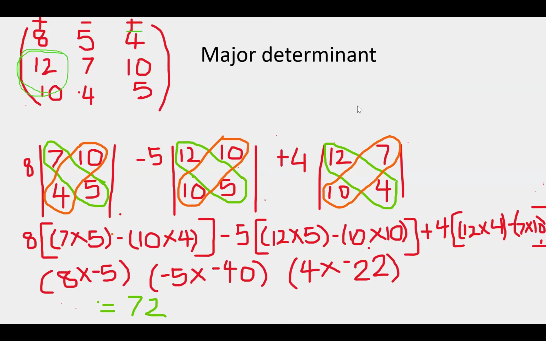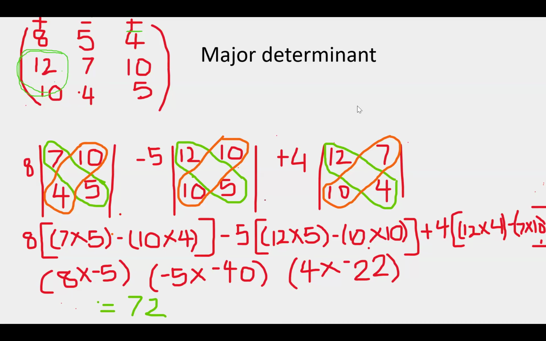So for example, if we're starting with 8, we don't put any number in the brackets from that column with 8. So in this case, we shall not pick 12 and 10. And we shall not pick 5 and 4. We shall then consider 7, 10, 4, and 5. So what shall we do? We shall put 8 outside, and then we multiply like we're getting a determinant. We shall say 7 times 5 minus 10 times 4. That is what we do for negative 5, and that is what we do for positive 4.